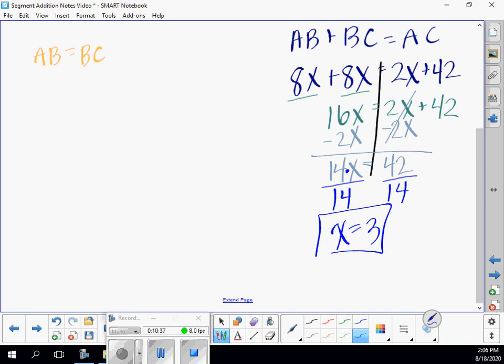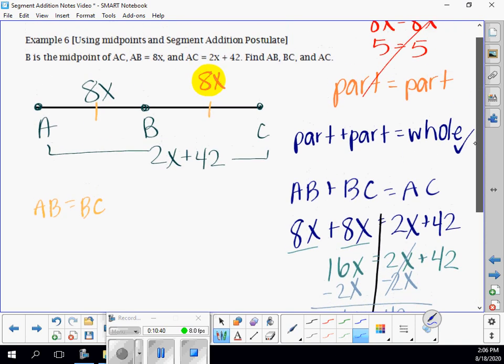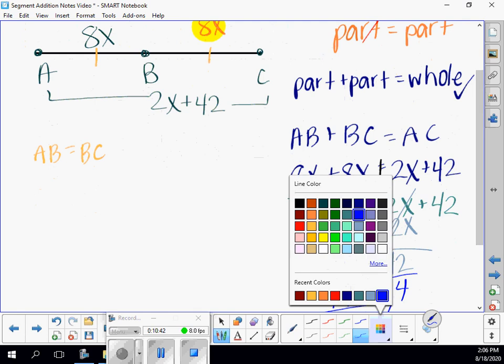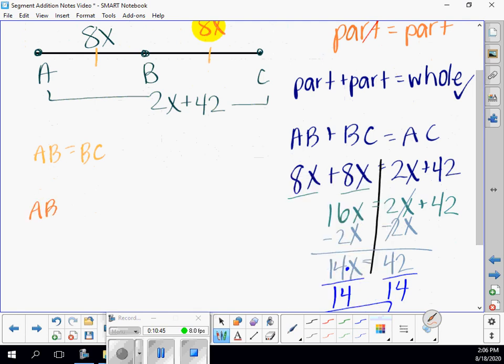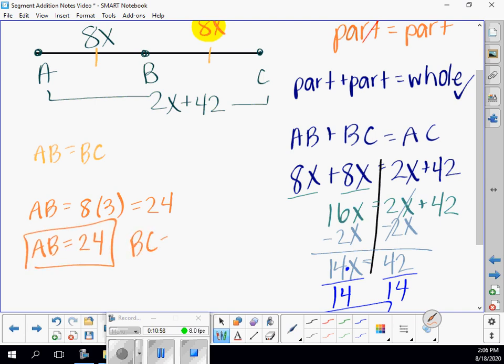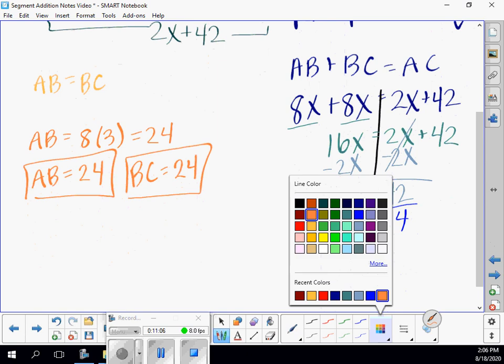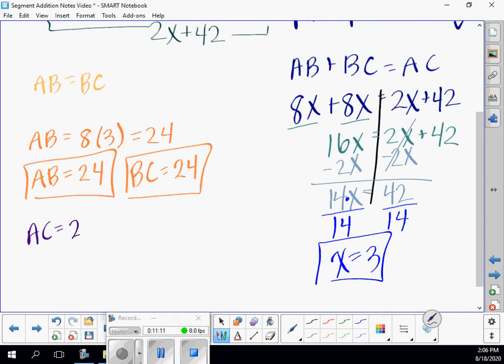That's not what they asked for, though. So I go up here, and they asked for every single part. So AB is equal to 8x. And if AB is equal to 8 times 3, which is 24, remember we said it's equal to BC. So BC is also equal to 24. AC is just the two of those added together. So you could just do 24 plus 24 and get 48.